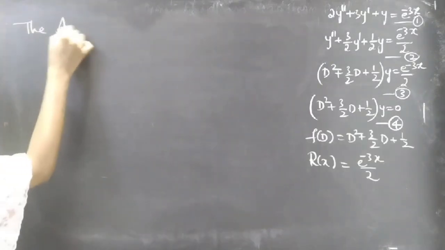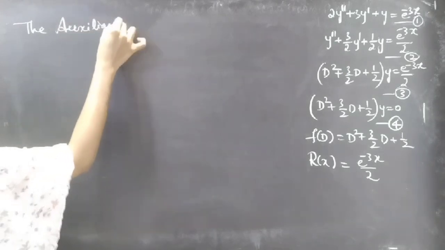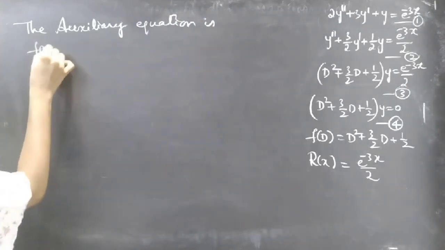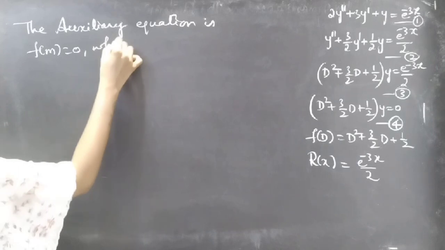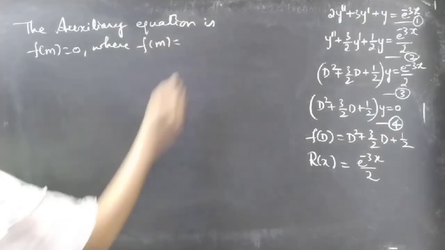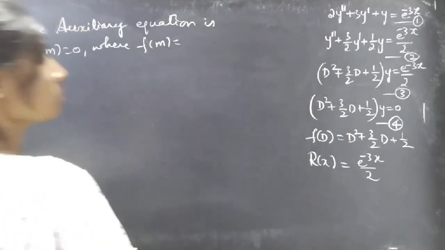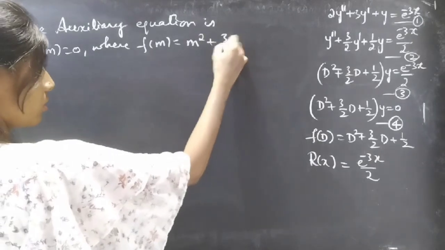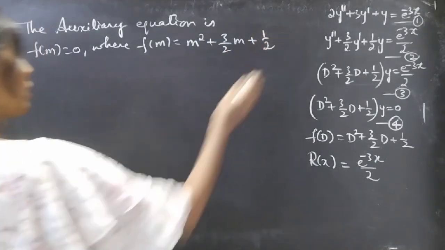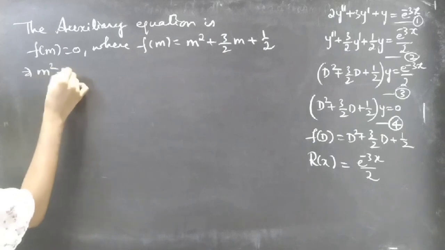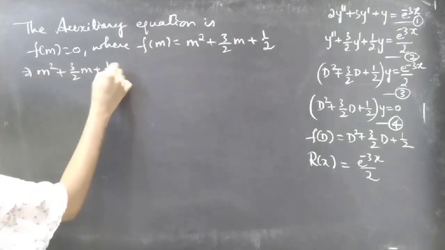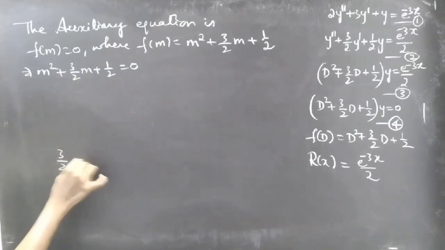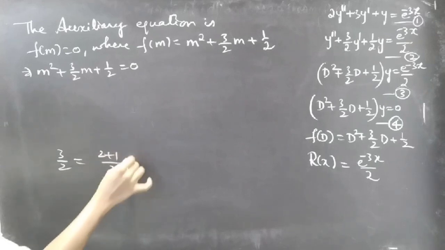Coming to the auxiliary equation. The auxiliary equation is f(m) = 0, where f(D) = D² + 3/2 D + 1/2. Let's replace the differential operator D by m, so that we get f(m) = m² + 3/2 m + 1/2. Now the auxiliary equation becomes m² + 3/2 m + 1/2 = 0. Now we need to find the roots of this equation. Here we have 3/2, right? We can write this as 2 + 1/2.